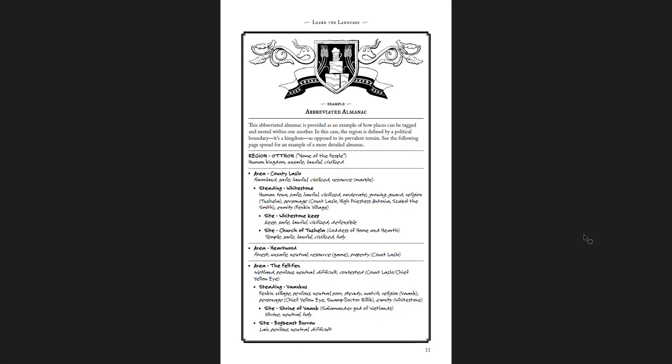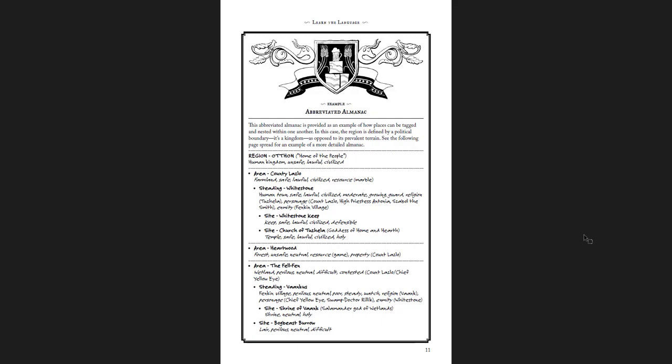Then you have the Felfen, which is a wetlands, perilous, neutral, difficult, and it's contested between Count Laszlo and Chief Yellow Eye, who is the chief of the Vaankus steading, which is a Fenkin village here. You have a site in that village, which is the Shrine of Vank, and then a site outside the village within the area called the Bog Beast Burrow. And that is an abbreviated almanac entry for an entire region.